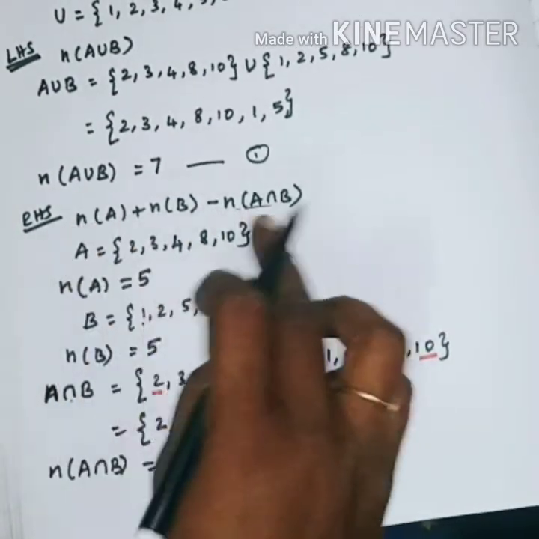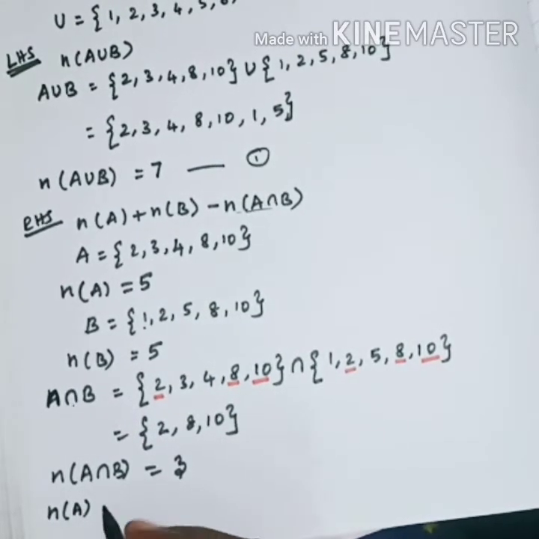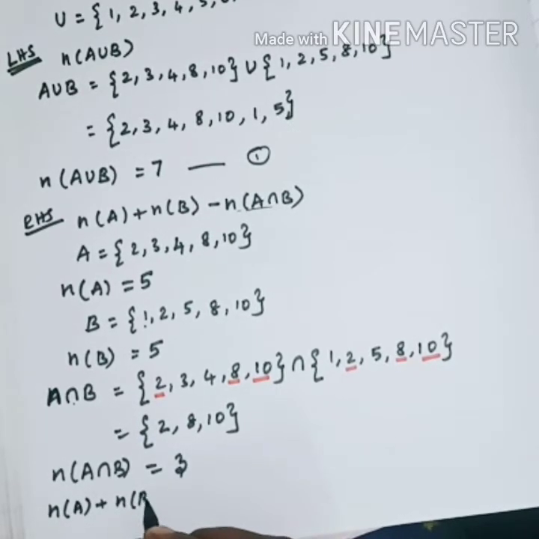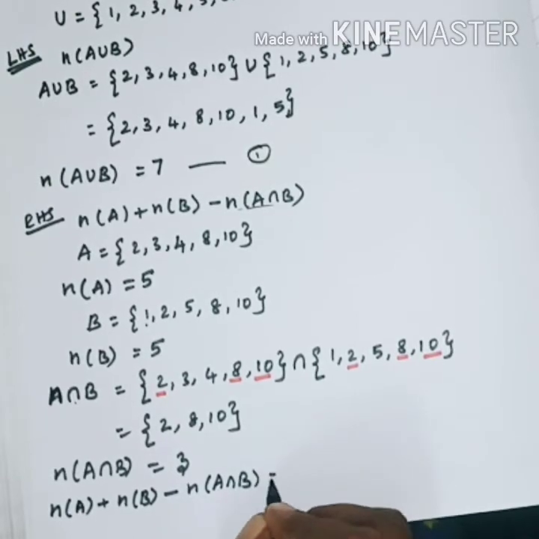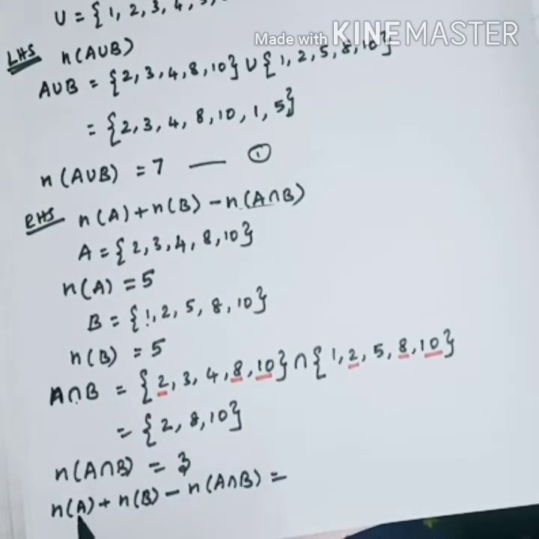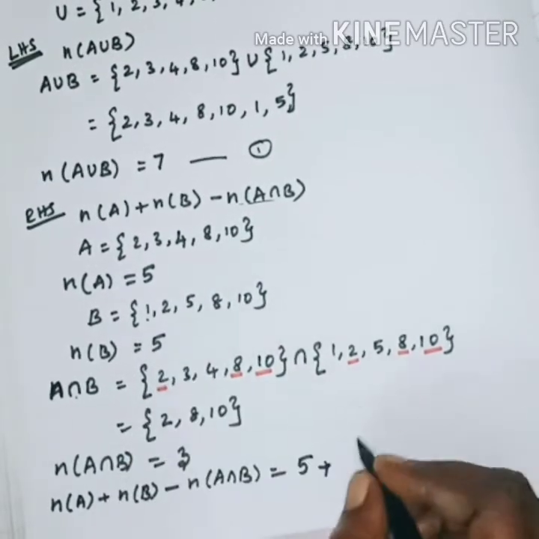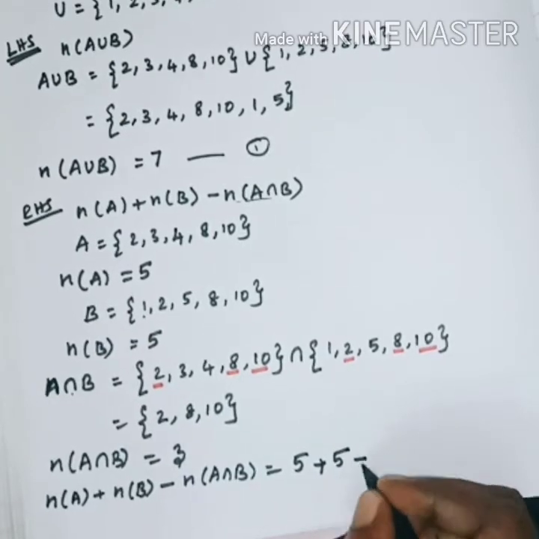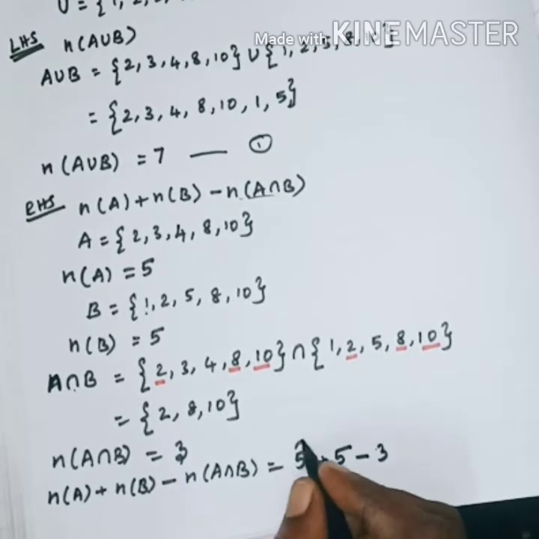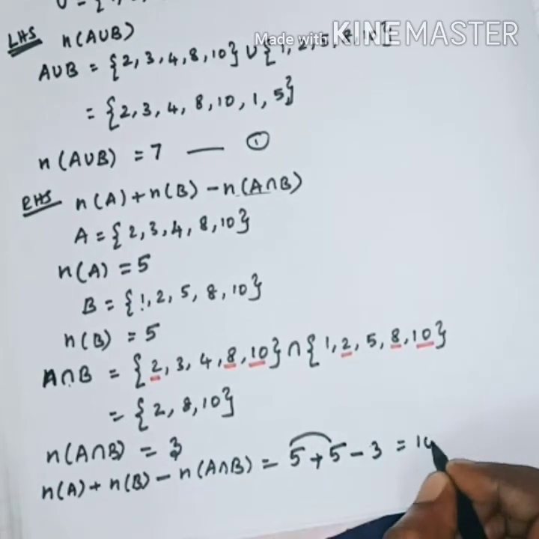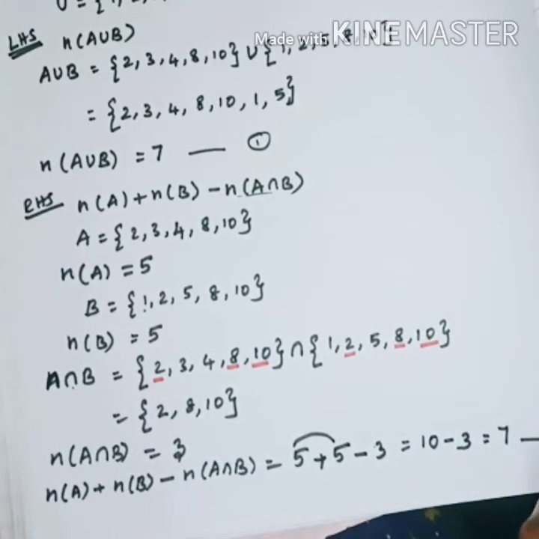Now identify the right hand side fully. What do we have in the right hand side? n of A plus n of B minus n of A intersection B. This is in your right hand side, isn't it? So what is the value of n of A? n of A is 5. Then n of B is 5, minus, what is your n of A intersection B? It is 3. So 5 plus 5 is 10, minus 3. 10 minus 3 is 7. This is your right hand side.